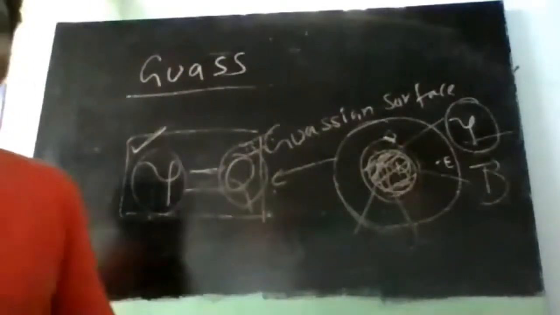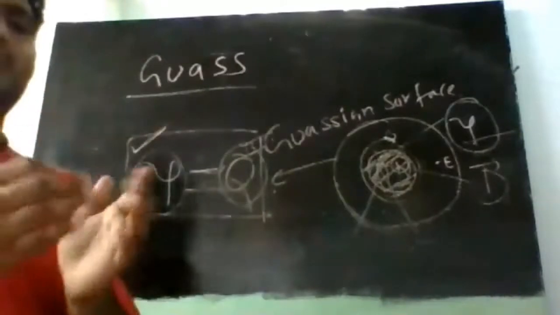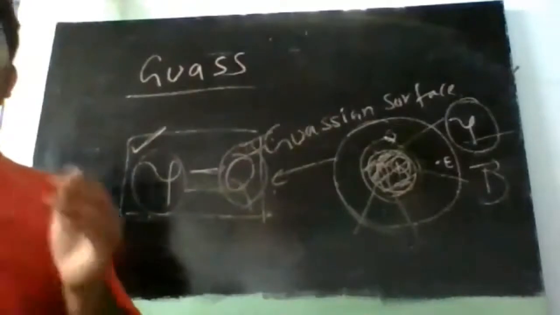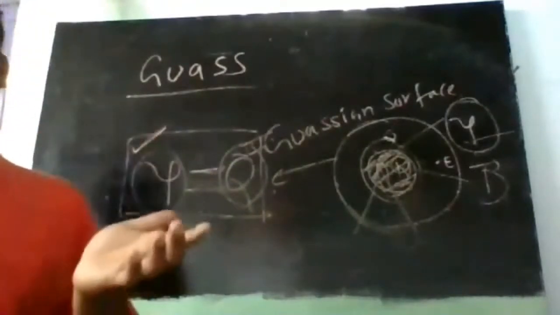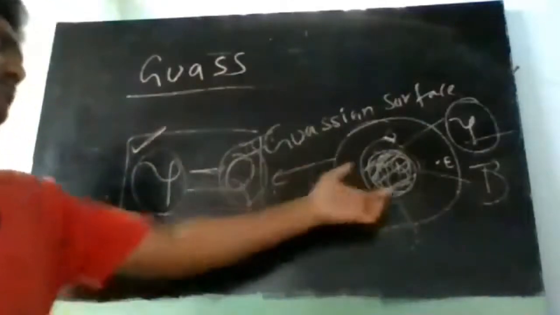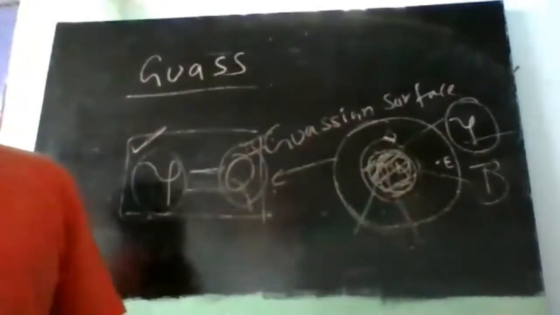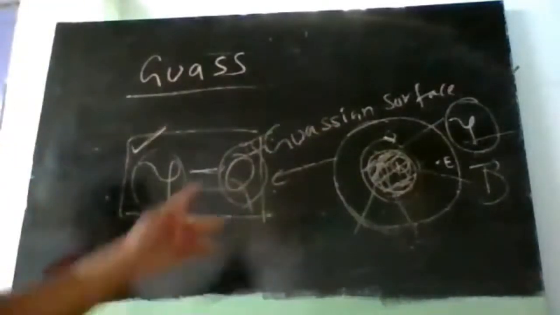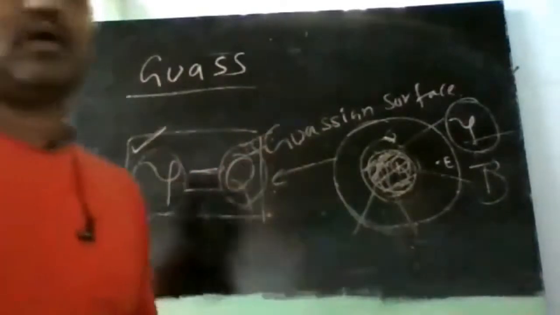What is q? Charge. If I take a closed surface around a charge, then the number of flux lines, or the flux, will be the same as the charge itself. So psi will be equal to q, right? I hope you understood this.